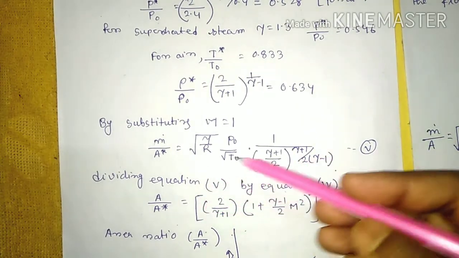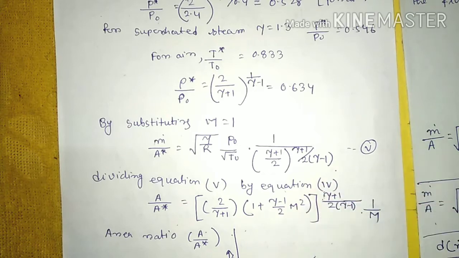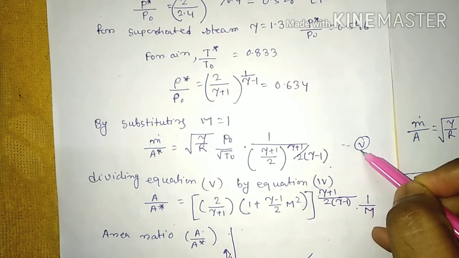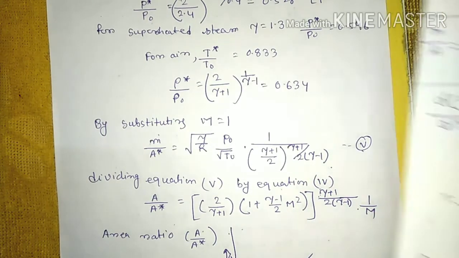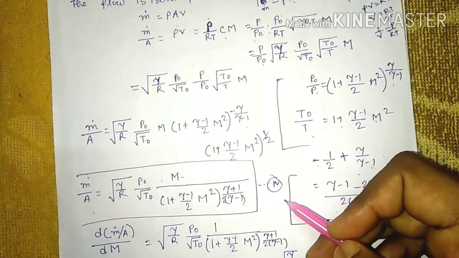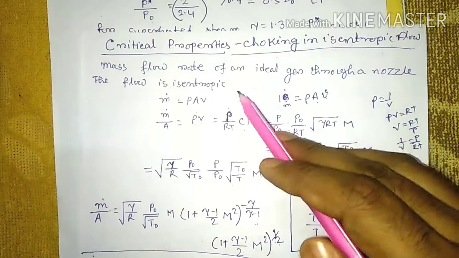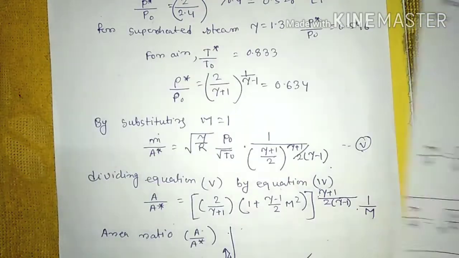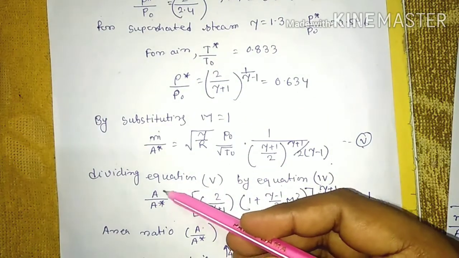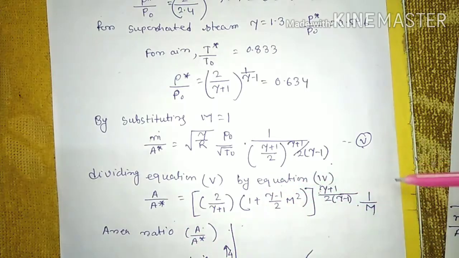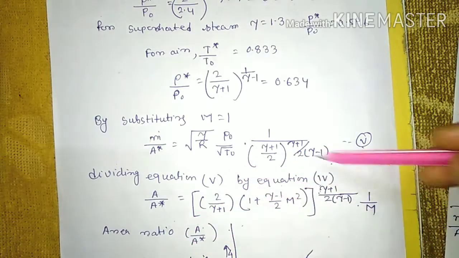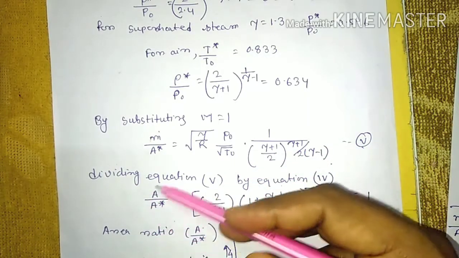Now dividing equation 5 by equation 4, where the first expression is for critical properties of choking in isentropic flow, you can calculate A by A asterisk, and the equation becomes this one. This is basically called the area ratio.